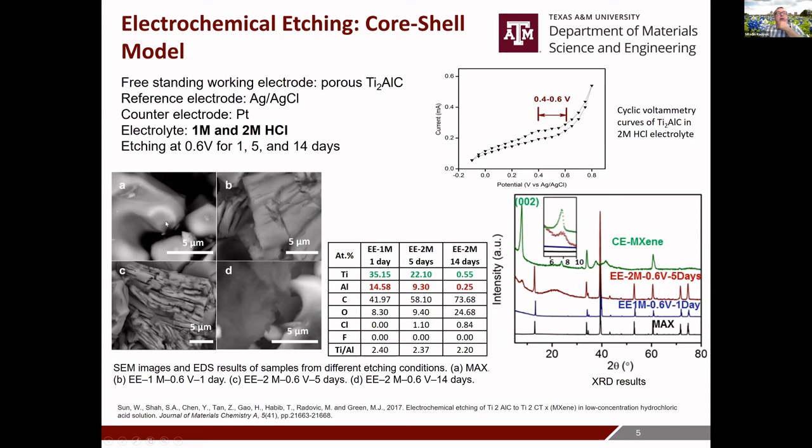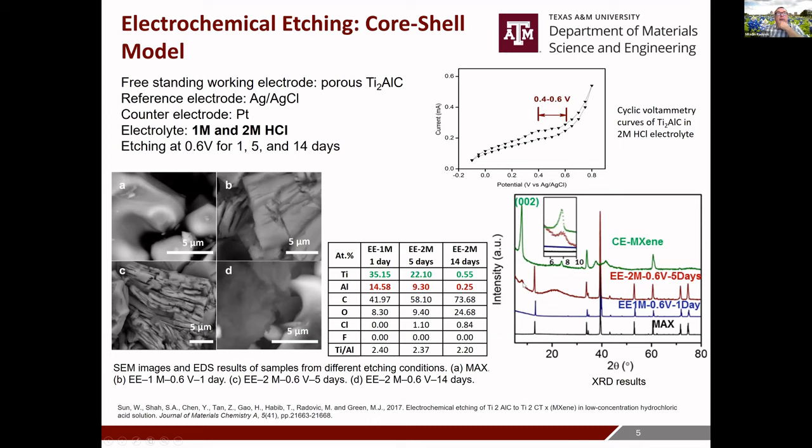If you look at the SEM images, we can see that after 1 day and after 5 days, the etching process starts. After 14 days, we just end up with CDC, or carbide-derived carbon, on the surface. SEM and EDS analysis show that with etching time the ratio of aluminum to titanium is decreasing, while after 14 days both of them are etched out at lower potentials of 0.6 volts. Also, in the XRDs after, for example, 5 days, we get a strong peak for MAX phase, but we can also see characteristic peaks for MXenes.